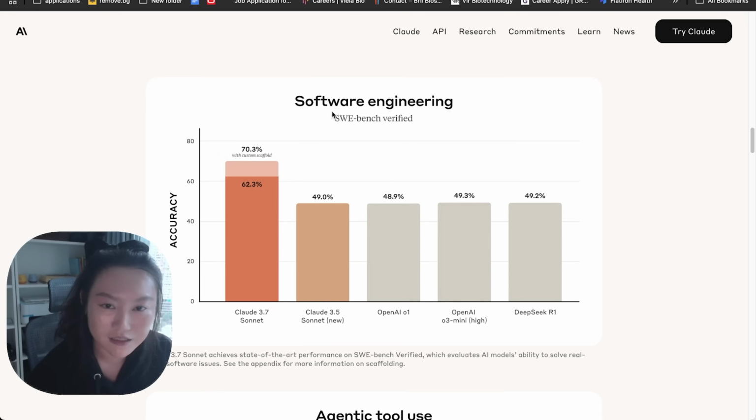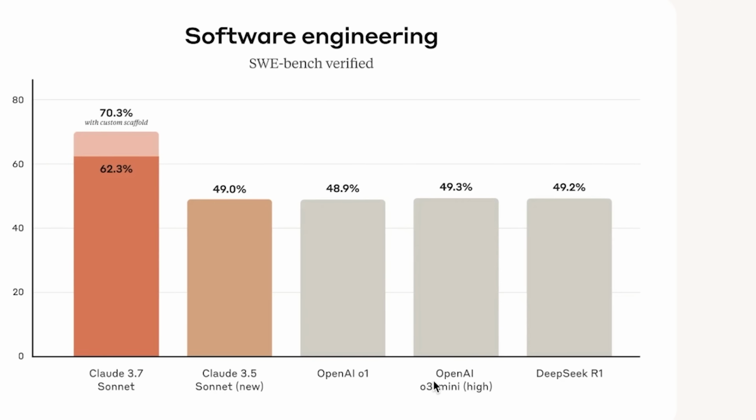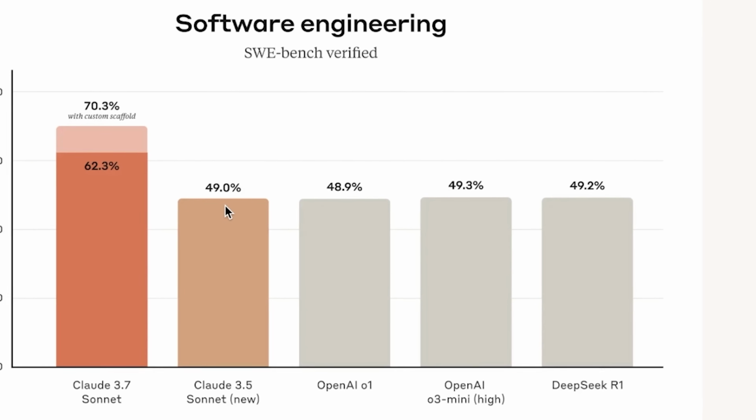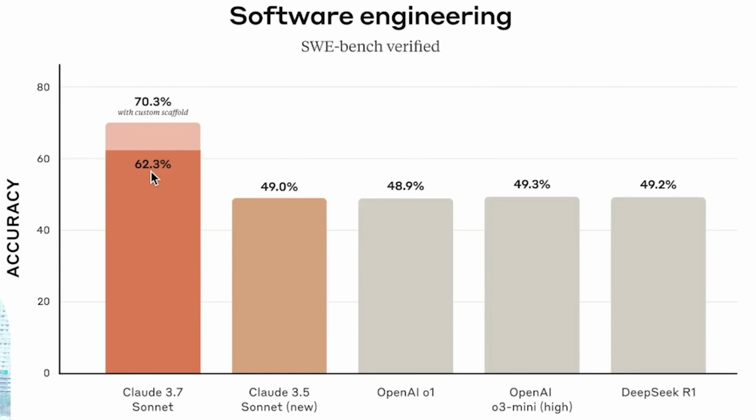The major impressive thing and why everybody is going nuts over Claude 3.7 is that it is exceedingly good at software engineering tasks. You can see here that Claude 3.5 Sonnet, OpenAI's O1, O3 Mini, and DeepSeek R1 are all around 49% in terms of accuracy for their software engineering abilities, while Claude 3.7 Sonnet is already at 62.3%.